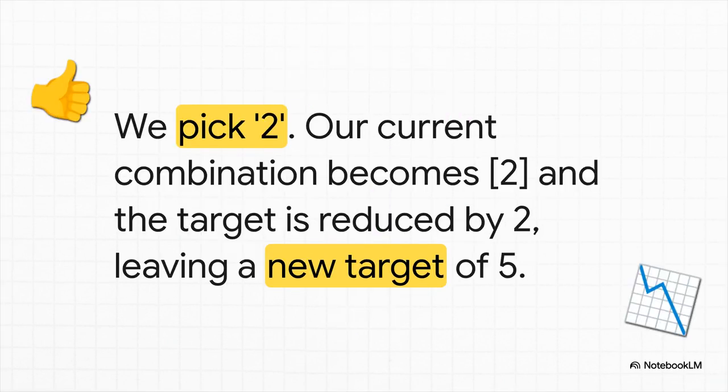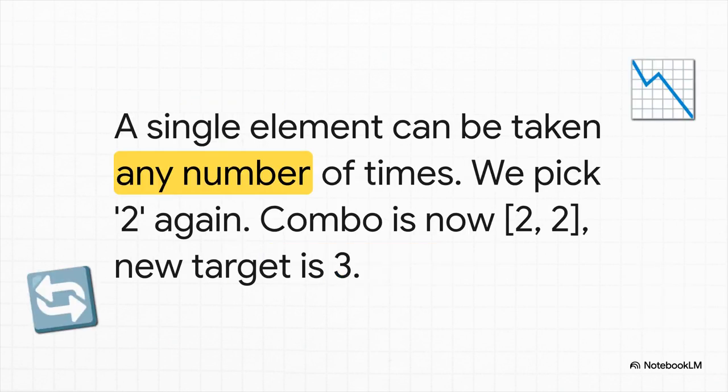Okay, for this walkthrough, let's follow the pick path. We're going to take the 2. The moment we do that, two things happen. We add that 2 to our current combination, and we subtract its value from our target. So our new target is 7 minus 2, which is 5. Now remember that crucial rule, we can reuse numbers. So we don't move on to the 3 yet. We stay right here on the 2 and ask the question again, should we pick 2?